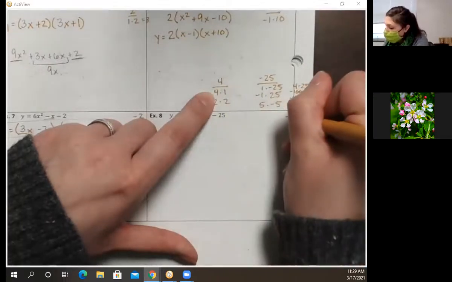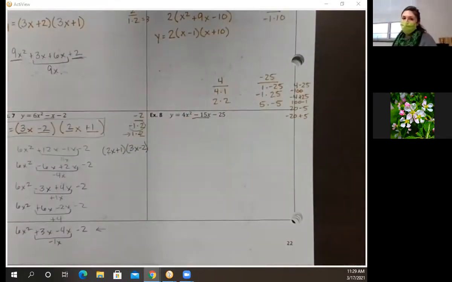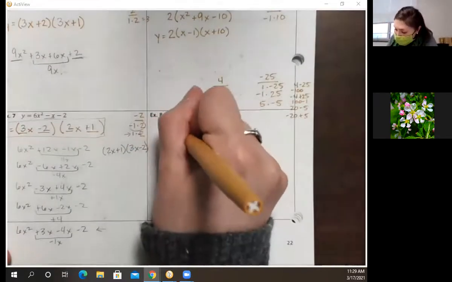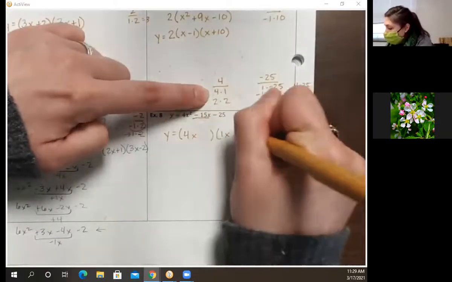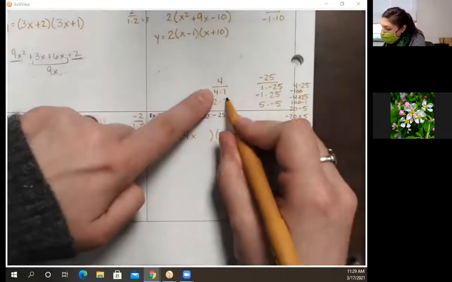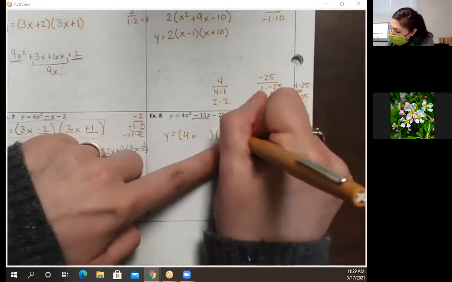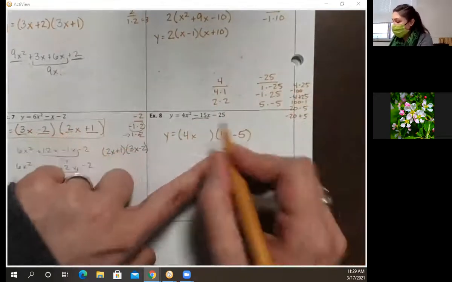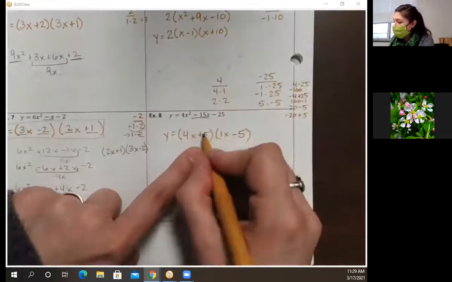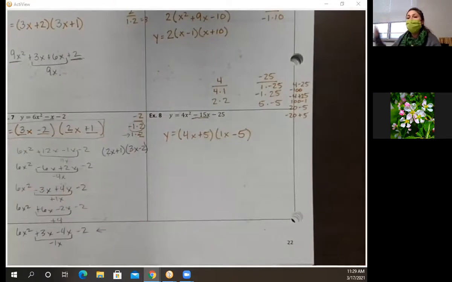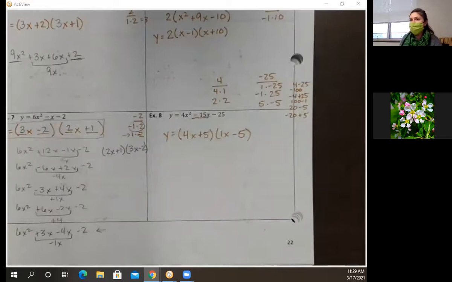4 times negative 5 would be negative 20. 1 times 5 would be 5. There's what I want, okay? So my factor form here, I want 4x and 1x. I want 4 to multiply by negative 5 to get negative 20. So I've got to put the negative 5 at the back of the second one so that they multiply together. My positive 5 needs to go here so it can multiply by the 1. As you do this more, you'll be able to get these a little bit faster, okay?